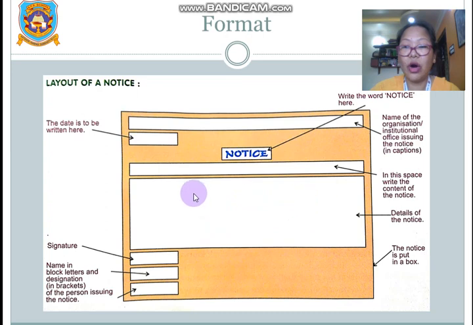And in the middle is the body of the notice, the details of the notice, whatever information you have to convey or you want people to know, that will come in detail in the body. And then on your left hand side is the signature of the person who is issuing the notice, then the name of the person in capital letters, and the designation. Designation means the position the person is holding in the organization. Always remember, a notice is written inside a box. You will have to draw a box around your notice.